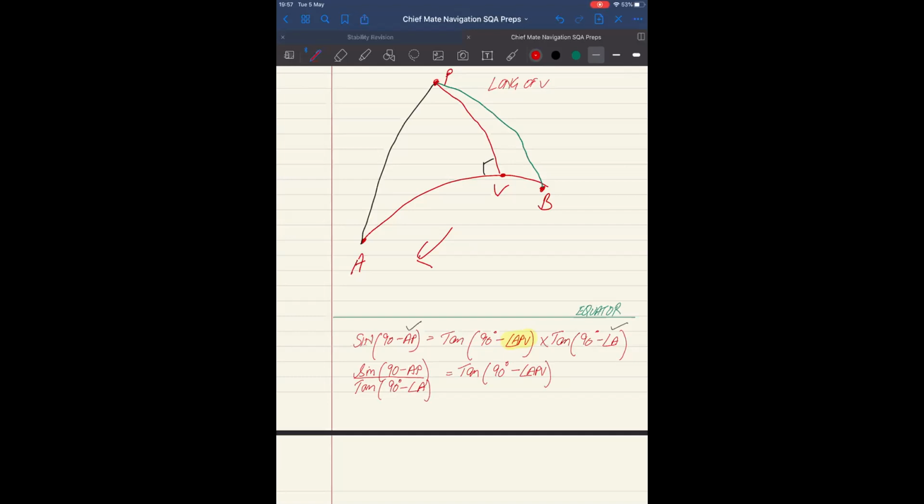If you are using a calculator which has a solve function, you don't need to transpose this formula. You can simply put the values of AP and angle A here, and as you press solve, your calculator will straight away give you the angle APV. So you don't need to transpose if you're using the solve function. If your calculator doesn't have a solve function, then you need this transpose. So this is how we calculate the position of the vertex.